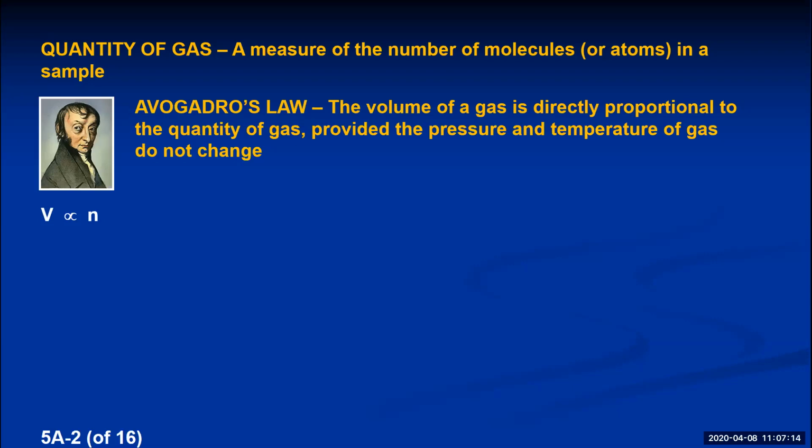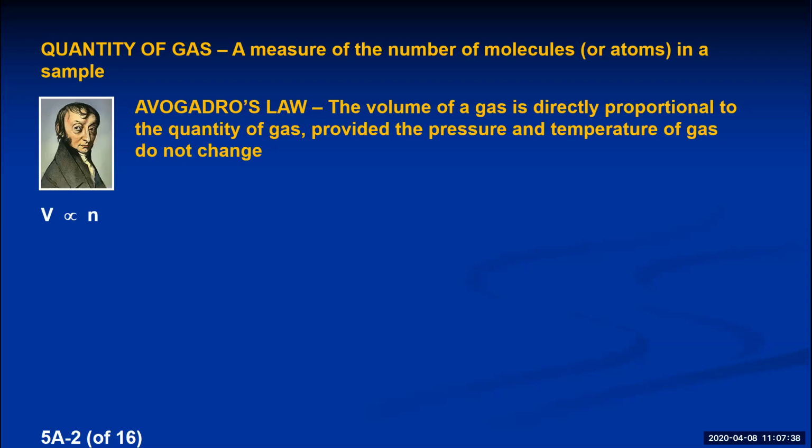Now, in science, we don't use a whole lot of equations that have proportionalities in them. We have equations that have equal signs in them. But I can't just erase the proportionality sign and put an equal sign because volume doesn't equal quantity. 3 liters doesn't equal 2 moles. So whenever we take out a proportionality sign and replace it with an equal sign, we have to include a constant in the equation.